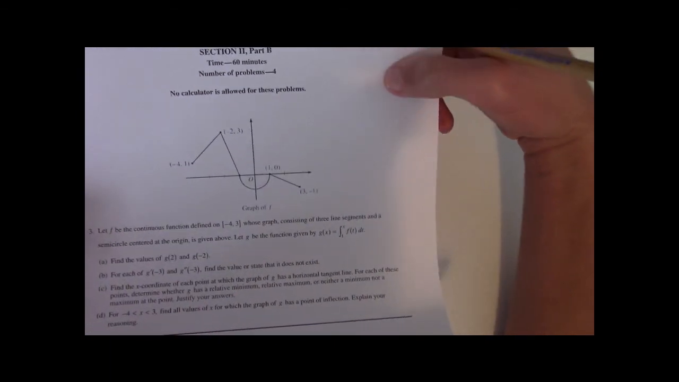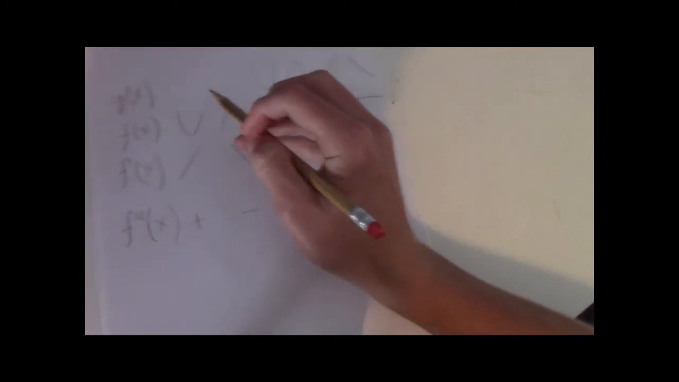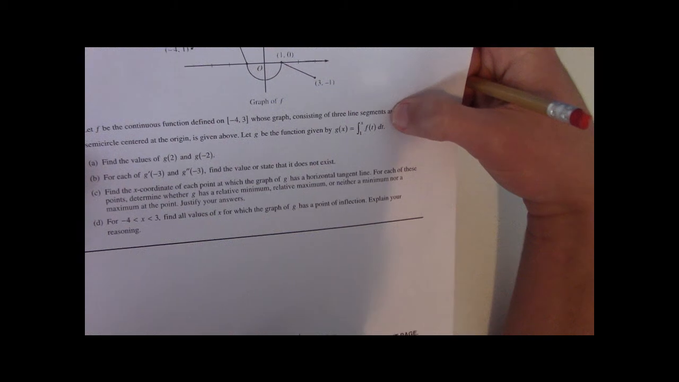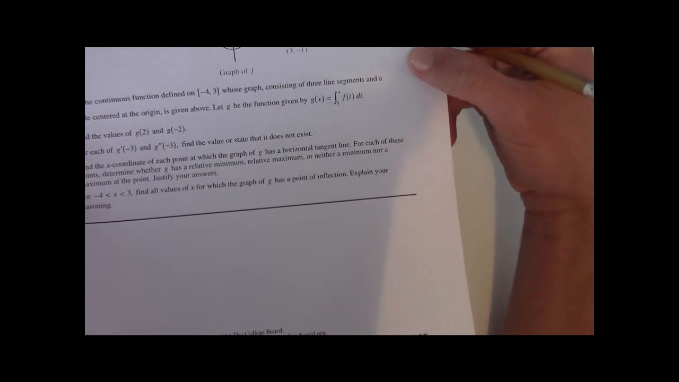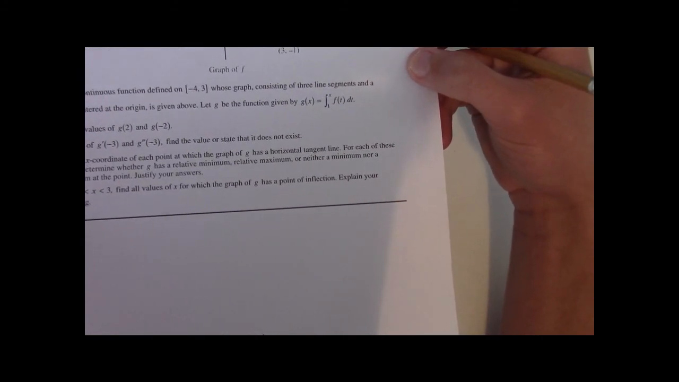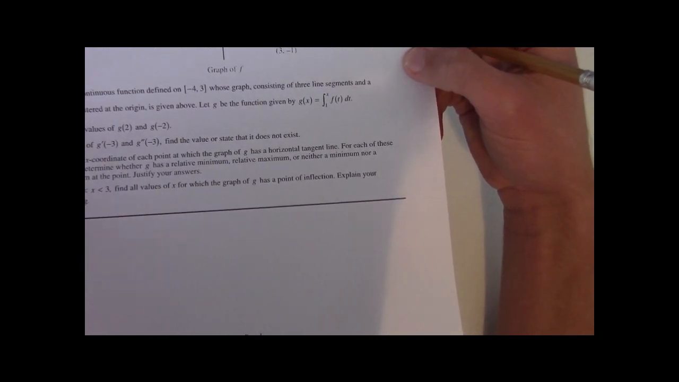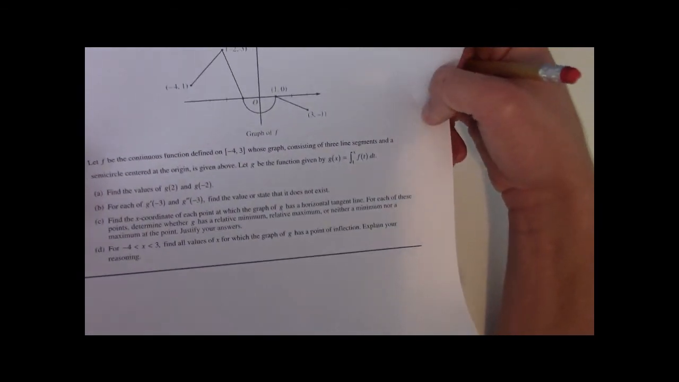So now let's take a look at our specific problem. We have 2012 question 3. You are given the graph of f, so your home base here, the graph of f of x, and it says, let f be the continuous function defined on -4 to 3, whose graph consisting of 3 line segments and a semicircle centered at the origin is given above. Let g be the function given by g of x equals the integral from 1 to x of f of t dt.